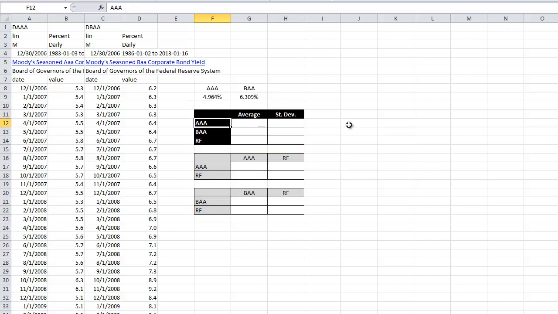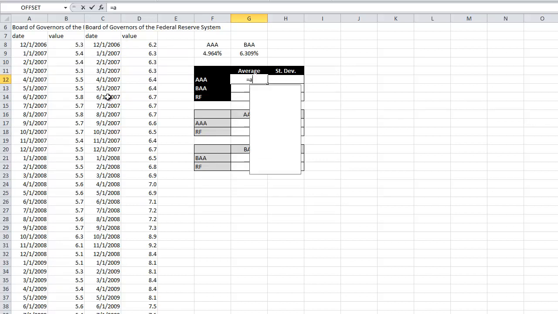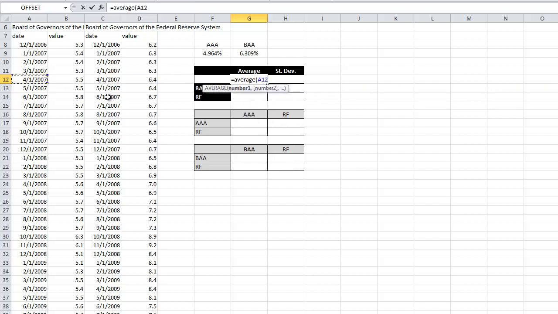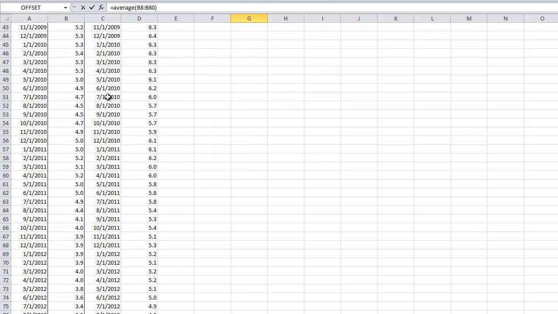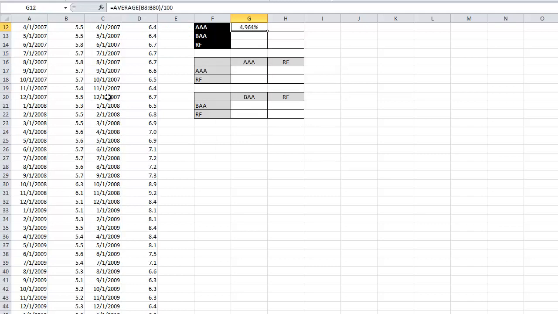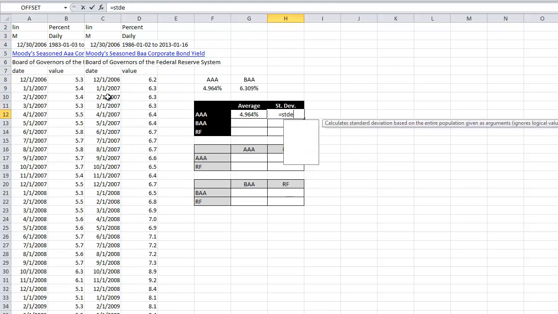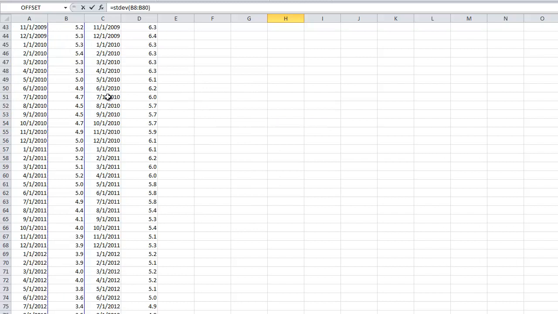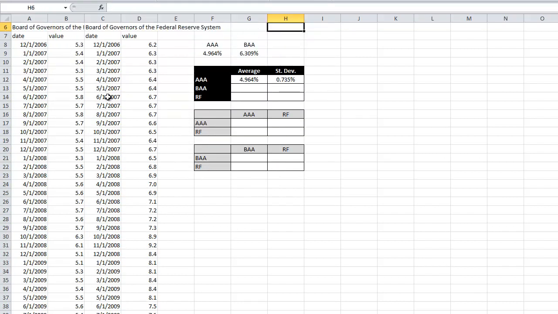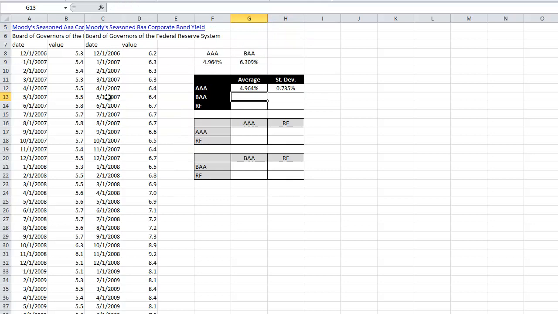The first thing I want to do is aggregate onto this spreadsheet all of my data about AAA, BAA, and the risk-free rate. So let's go ahead and get the average yield on the AAA bonds. Now these are in integer format, so we're going to divide it by 100 to get percent format. So we're going to take the average yield, divide it by 100, and that's what the average AAA yield has been. Let's also get the standard deviation of that, divide that by 100, and let's do the same thing for the BAA bonds.